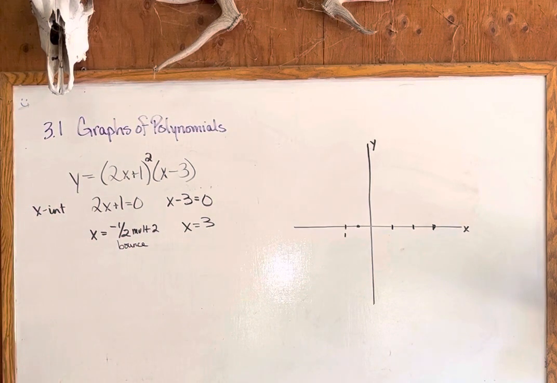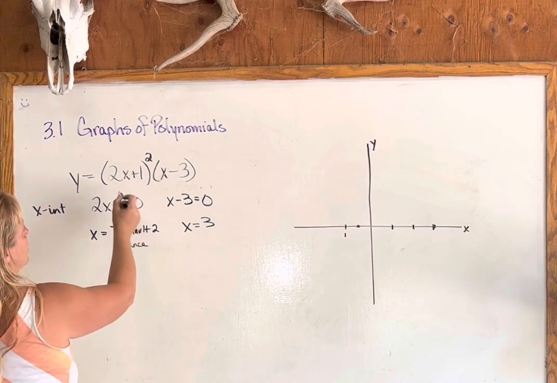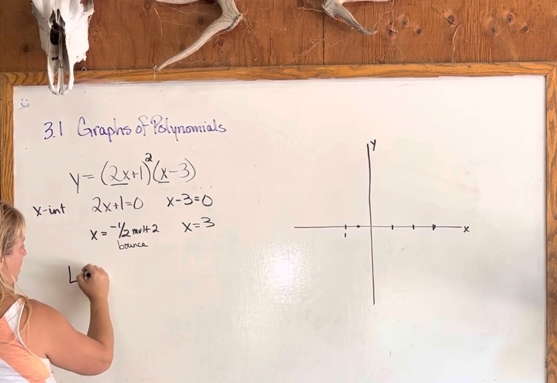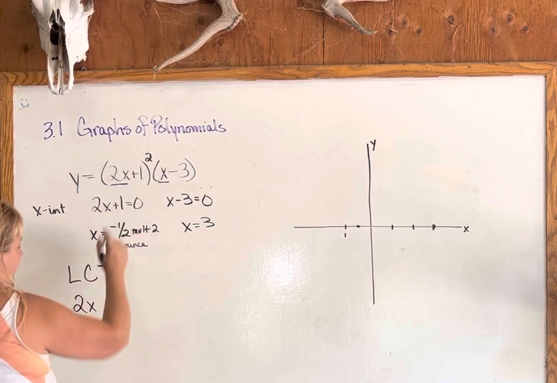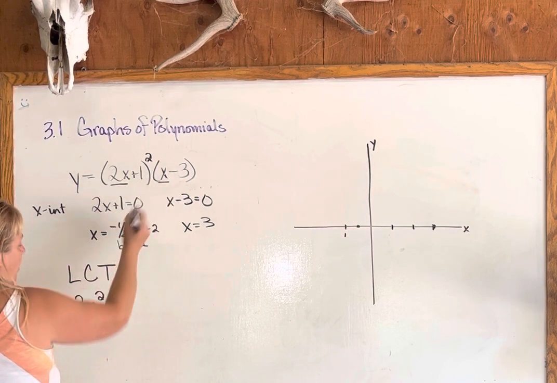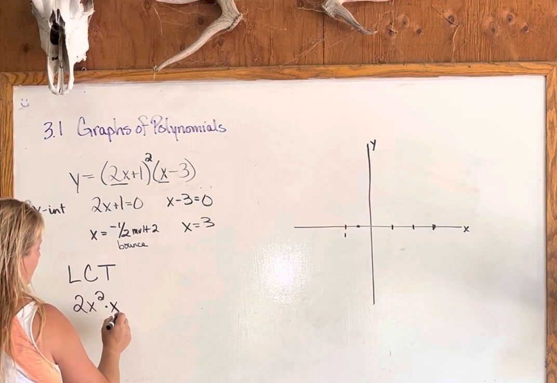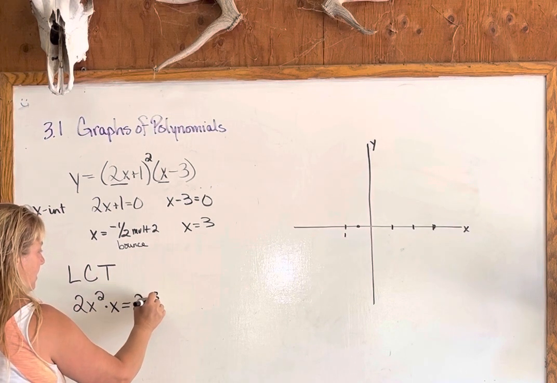Touch, bounce. Okay. But what happens is the leading coefficient test and the y-intercepts all of a sudden become a little bit more challenging. So the leading coefficient test, we don't have to multiply the whole thing out, but what we need to do is look at the leading terms. And we're going to say that we have a 2x, but don't forget that it's squared. And then we're going to have an x. The rest of the terms we don't care about, just those leading coefficients. So it's going to be 2x cubed.